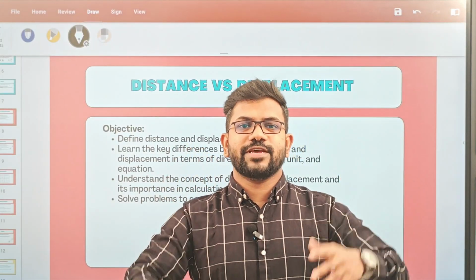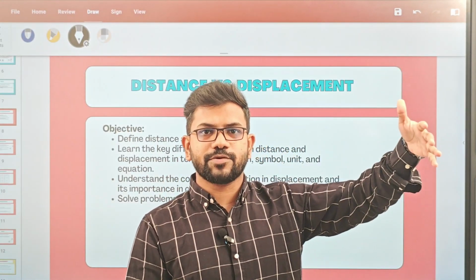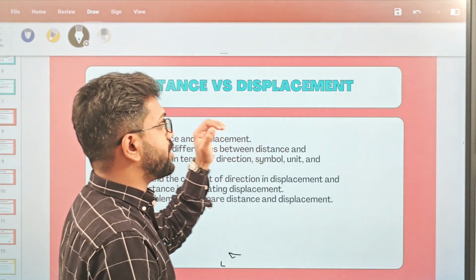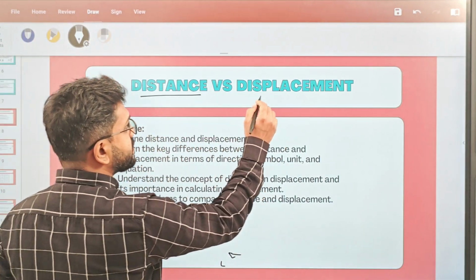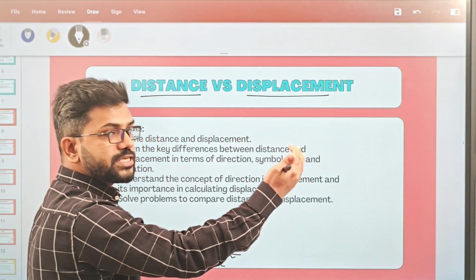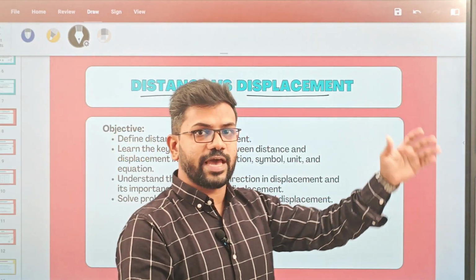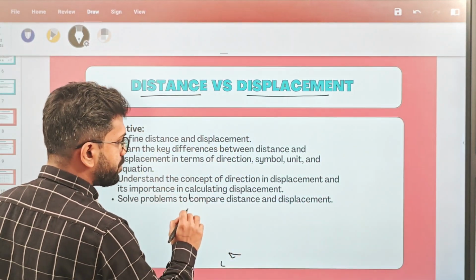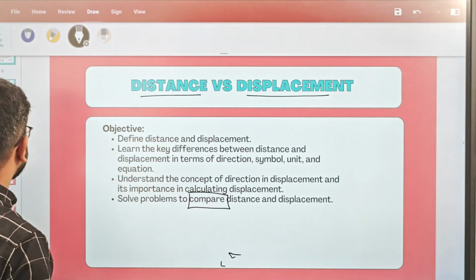Alright, in the previous video lesson we learned about scalar and vector quantities. In this one we are going to specifically learn about distance and displacement. Okay, we will learn the definitions of each of them, key differences, and solve problems to compare distance and displacement.